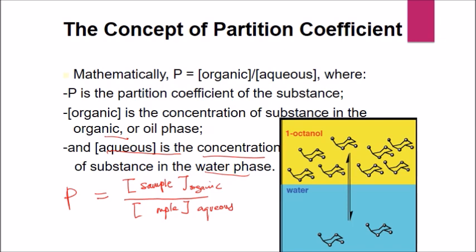After you have introduced sample A in both organic and water phase, and after they have achieved equilibrium, okay, you take some sample from the upper part and some sample from the lower part and analyze. You can analyze using a UV detector to know the concentration of the drug in each phase. Then you will know the P value.